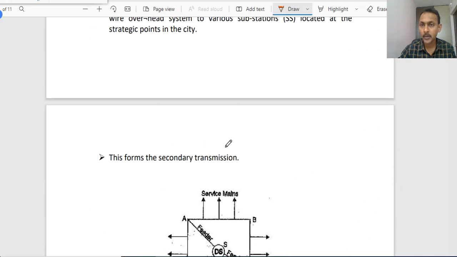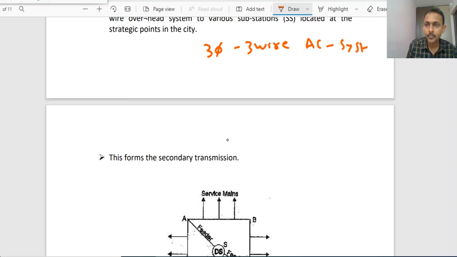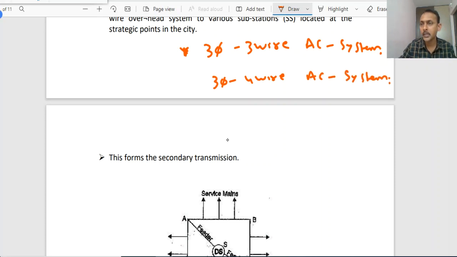Dear students, most of the time the power will be transmitted using a 3-phase 3-wire AC system. Distribution will be carried out using a 3-phase 4-wire AC system. For bulk power over long distances, most of the time AC will be preferred.